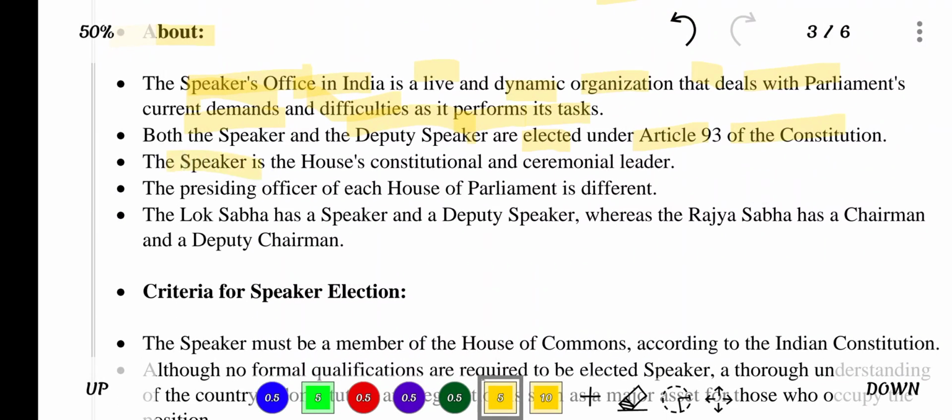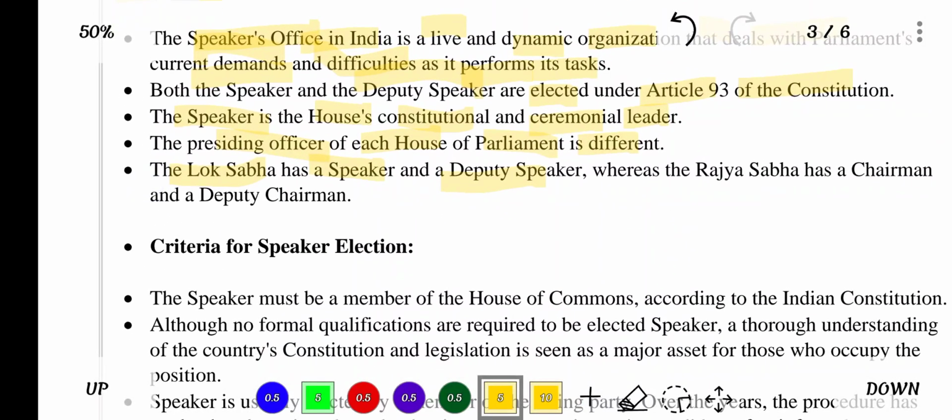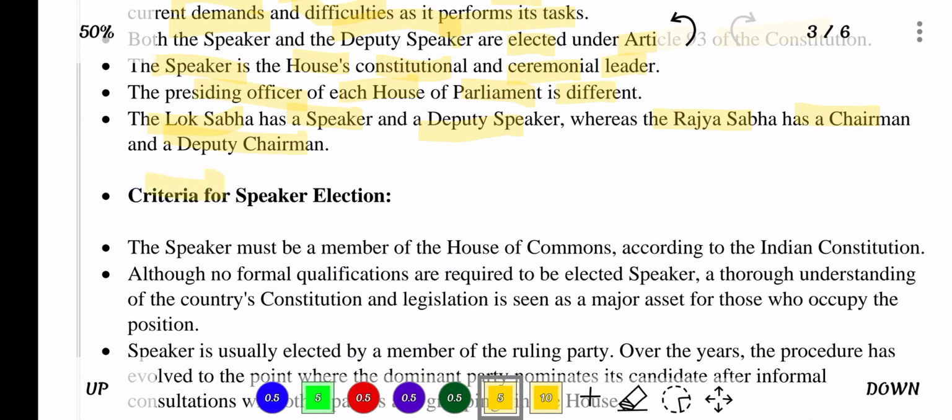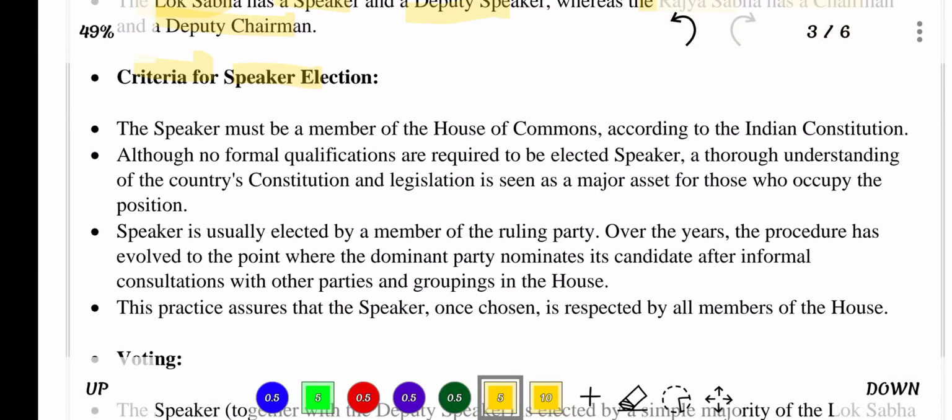The Speaker is the House's constitutional and ceremonial leader. The presiding officer of each house of Parliament is different. The Lok Sabha has a Speaker and a Deputy Speaker, whereas the Rajya Sabha has a Chairman and a Deputy Chairman. So criteria for Speaker election: the Speaker must be a member of the House of the People, or the Lok Sabha, according to the Indian Constitution.